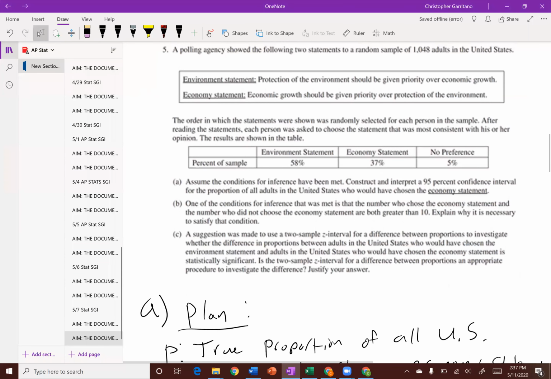Part C says that a suggestion was made to use a two-sample z interval for a difference between proportions to investigate whether the difference in proportions between adults in the US who would have chosen the environment statement and adults who would have chosen the economy statement is statistically significant. Is a two-sample z interval for difference between proportions appropriate in this case?